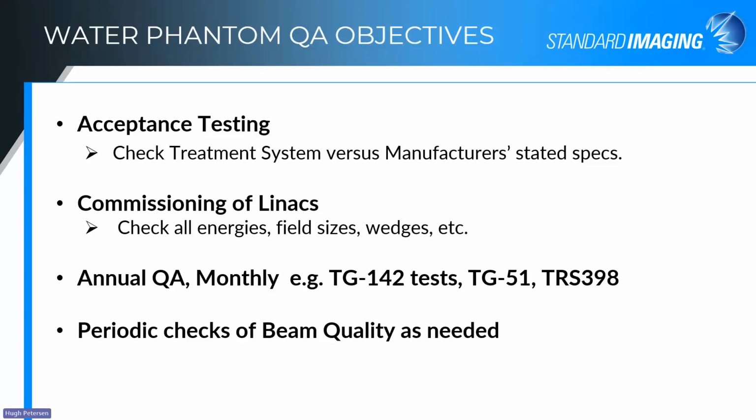And then there's obviously the annual QA, the TG142 tests. There's also the TG51 and TRS 398 tests for the monthly QA as well. And then of course there are the periodic checks. If you have a PM or a machine goes down, you need to make sure that everything is still working correctly after a repair or a preventive maintenance stop, things like that. So just those periodic checks of beam quality as they're needed. And that's the main objectives for the water phantom.